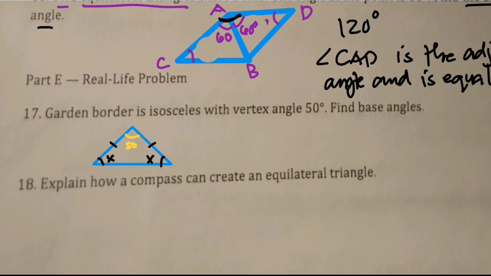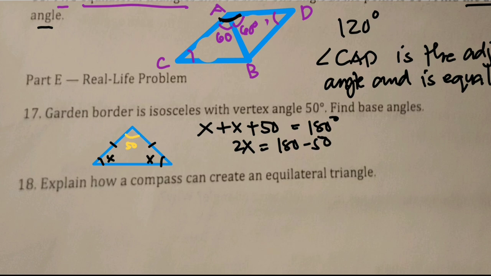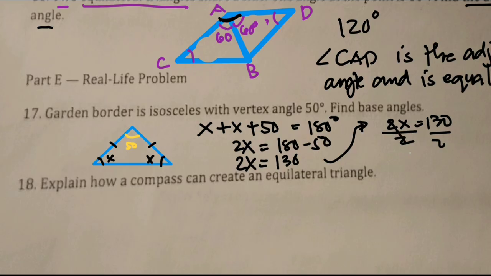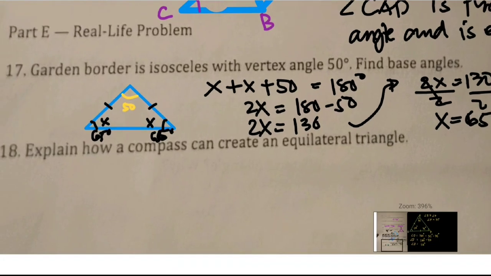as the base angles. So this is just x plus 50 equals 180 degrees, and we have 2x equals 180 minus 50, so 2x equals 130. Then 130 divided by 2 is 65. So the base angles are 65. So this one is 65 degrees as well as this one, because they are congruent.